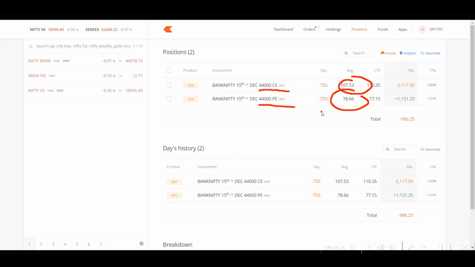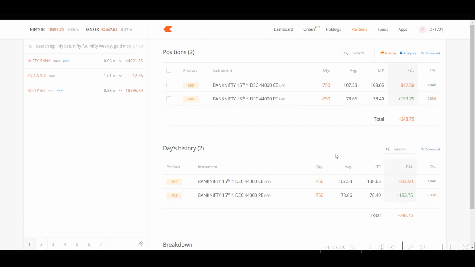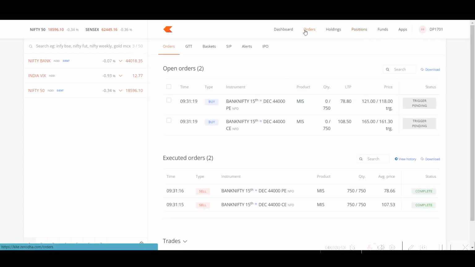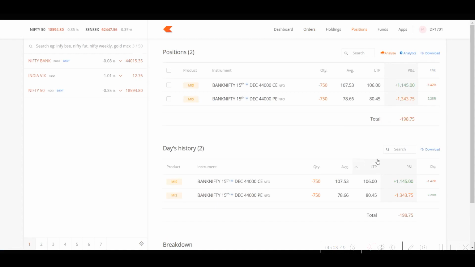So as of now, I have taken the 44,000 straddle, and slowly I'll keep adding my positions based on the market movement. This is the overall plan. I'm starting off with keeping a 50% stop loss on both the legs.